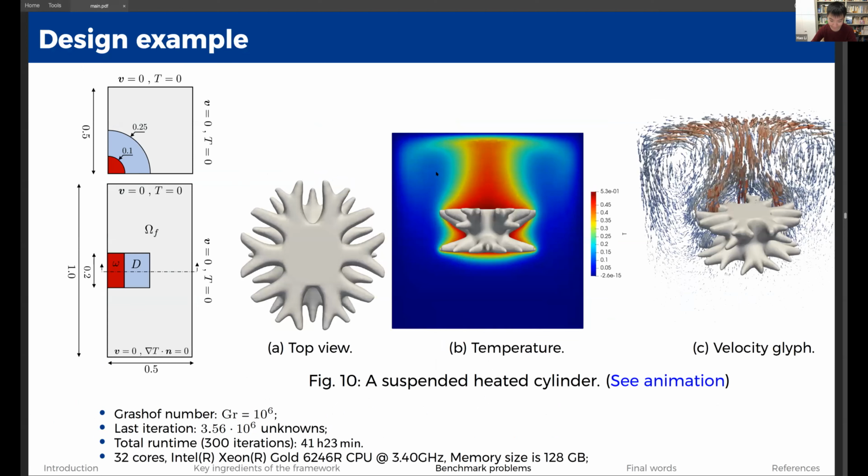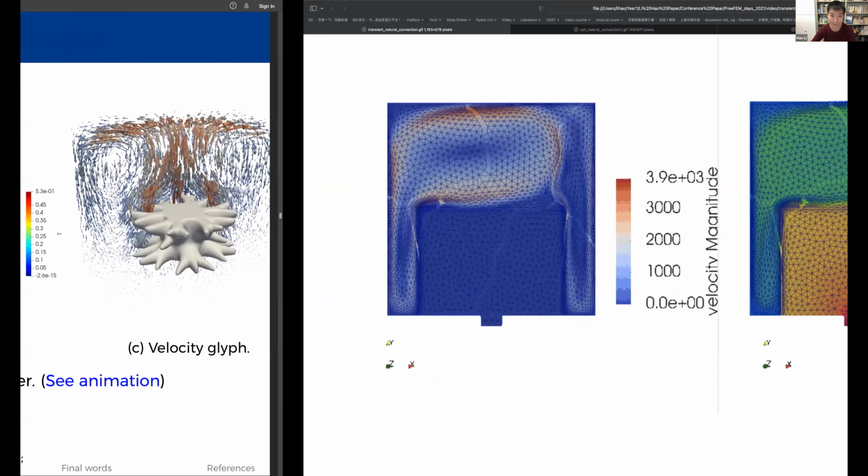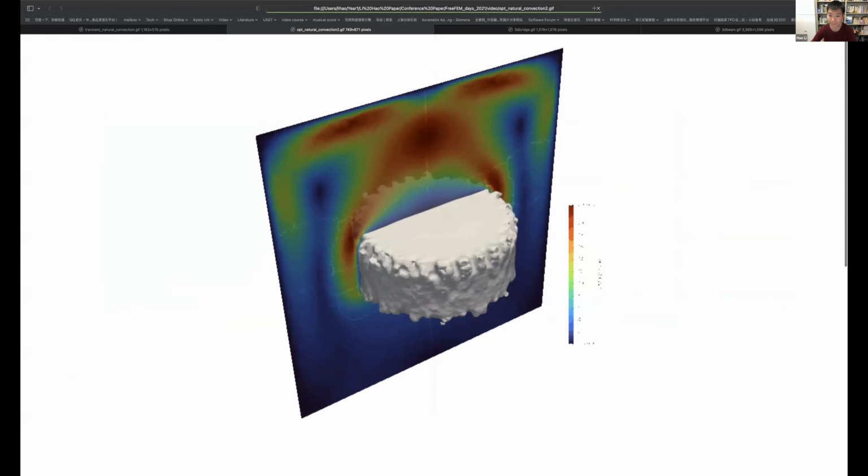And next, let's optimize the heat sink. We have a heat source in red, which is suspended in the air. And we have a coated blue region, which is the design domain for the heat sink. And the coolant fluid is surrounding the solid parts. Okay, so we have an animation also.